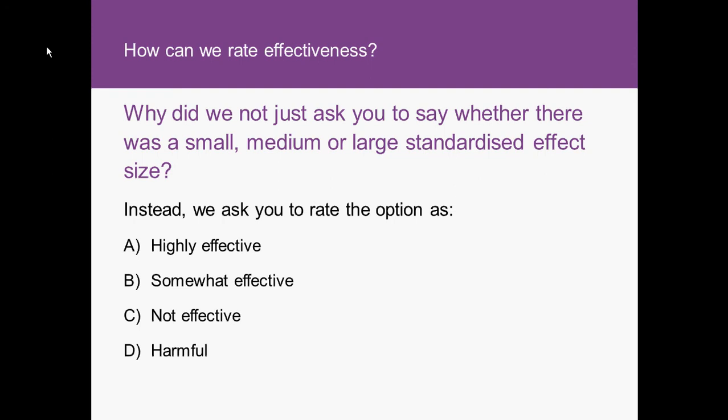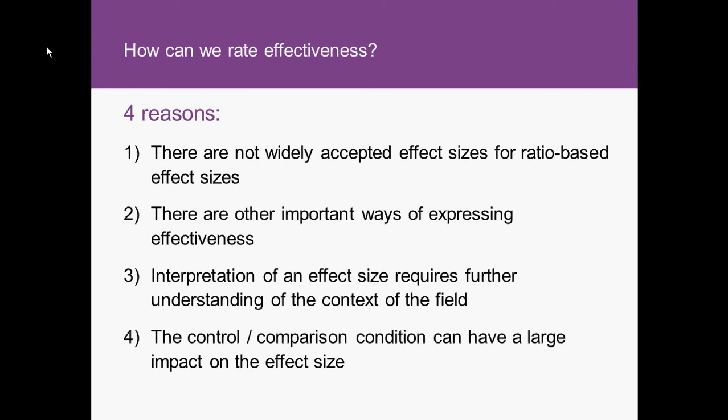In our previous help video, we learned about standardized effect sizes. So, in the Resource Allocation Decision Tool, why did we not just ask you to say whether there was a small, medium or large standardized effect size? Instead, we asked you to rate the options as being highly effective, somewhat effective, not effective, or harmful. There are 4 reasons. First, there are not widely accepted effect sizes for the ratio-based effect sizes. Second, there are other important ways of expressing the effectiveness of interventions.